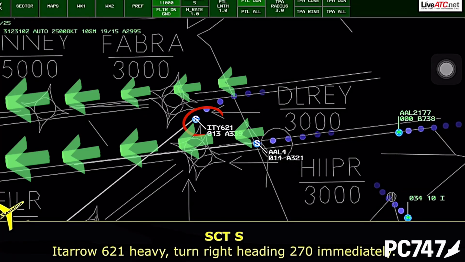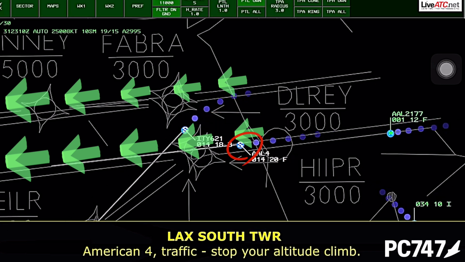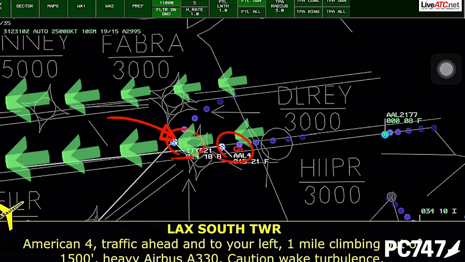Sierra 621 heavy, turn right, heading 270 immediately. Straight ahead? 270, that was 620. American 4, traffic, stop your altitude climb. Not here. American 4, traffic heading to your left, 1 mile climbing out of 1,500.